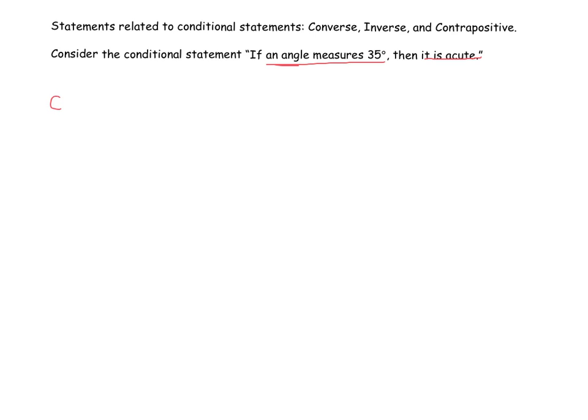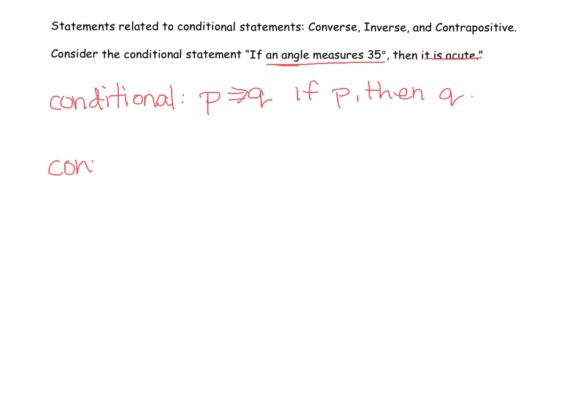So if a conditional statement is P implies Q, which means exactly the same as if P then Q, and that's what we start with, then the converse is just the flip of that. We take the conclusion and we say that that implies the hypothesis. In other words, if Q, then P. And in order to write a converse, we have to be given a conditional statement.